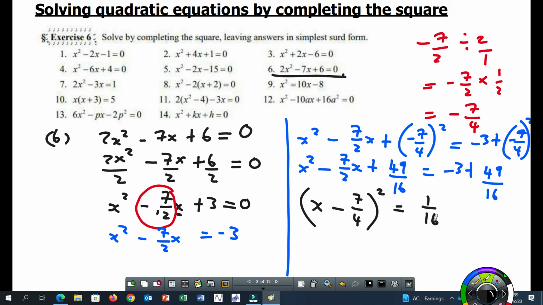What about this minus 3? That's fine. So then we say x minus 7 over 4 will be equal to plus or minus the square root of 1 over 16. Is it not 1 over 6? It's 1 over 16.